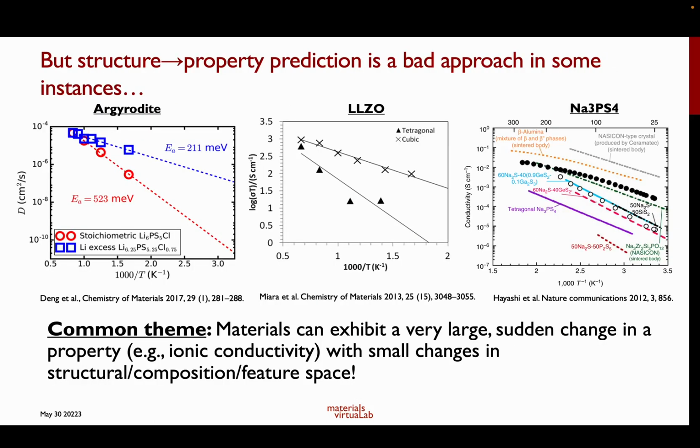However, there are properties for which structure to property prediction is definitely not a good idea. Okay? And here I show you the example of ionic conductivity. Right? Now, for those of us who work on lithium superionic conductors, we have known for the longest time that the ionic conductivity does not behave very well with changes in composition or structure, right? So for example, on the left here, I show you the argyrodite. Just by changing the sulfur to chlorine ratio and with a small change in my lithium content, I can already change my ionic conductivity of the argyrodite by about 2 orders of magnitude, okay?